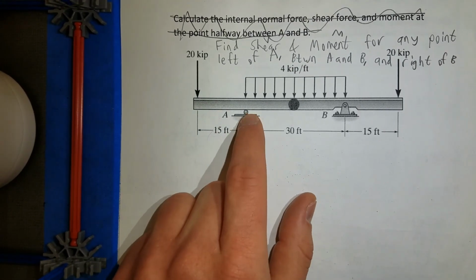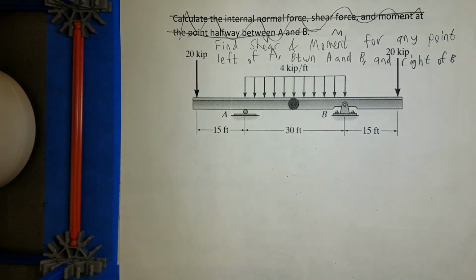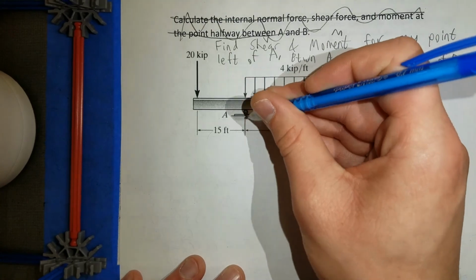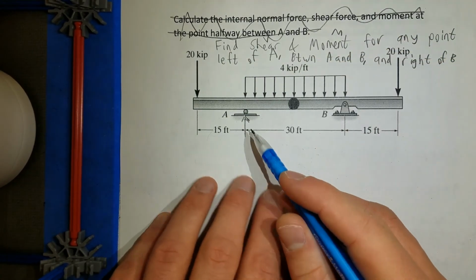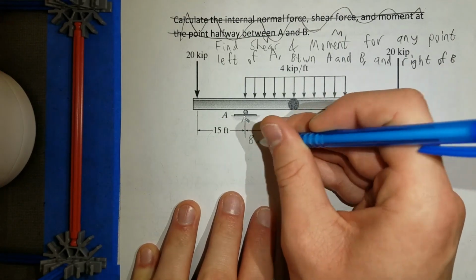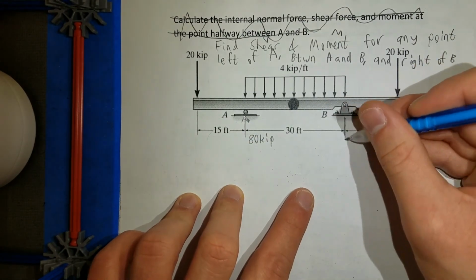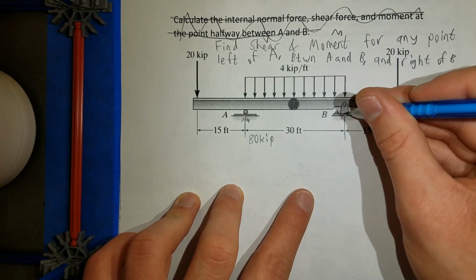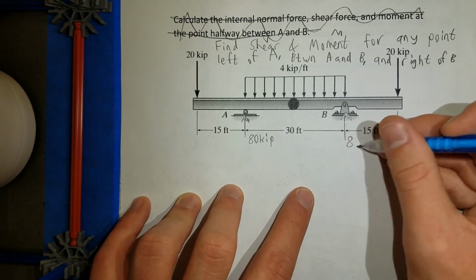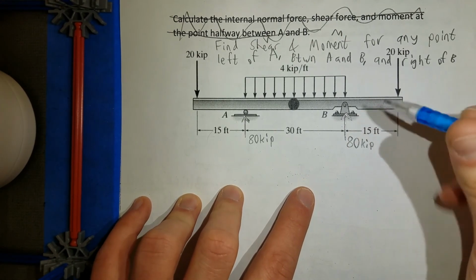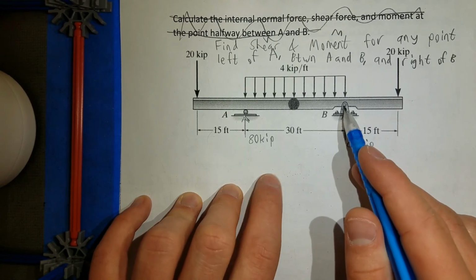So the first thing we're going to want to do is solve for the internal forces at A and B, which I already have done. I don't need to waste your guys' time doing that. So at A, we are going to have our 80 kips acting upward. And at B, we are also going to have 80 kips acting upward. And there was no lateral force on this, so there's no force from B in the X.